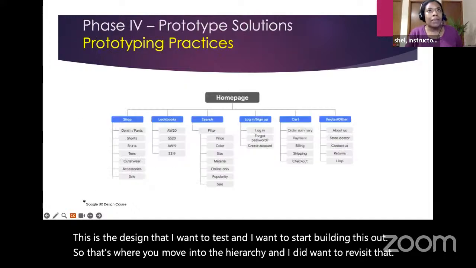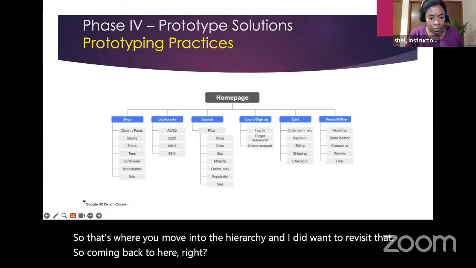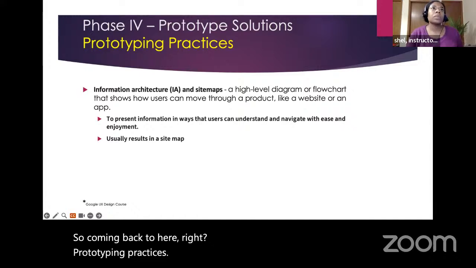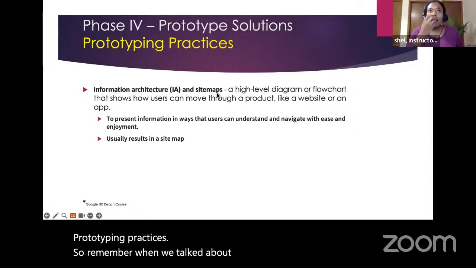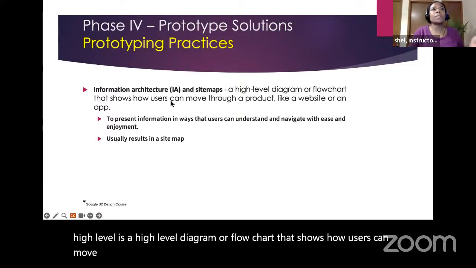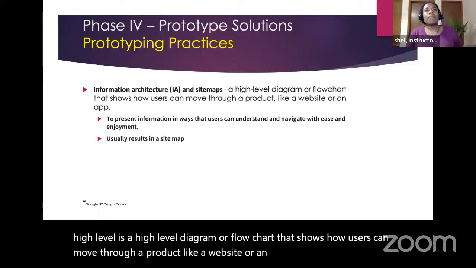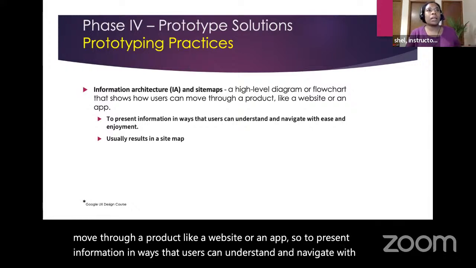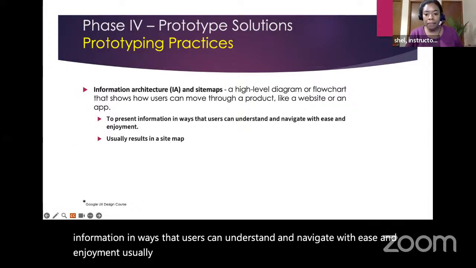So coming back to here, right? Prototyping practices. So remember when we talked about today, information architecture on a high level, it's a high level diagram or flowchart that shows how users can move through a product like a website or an app. So to present information in ways that users can understand and navigate with ease and enjoyment, usually resulting in a sitemap.